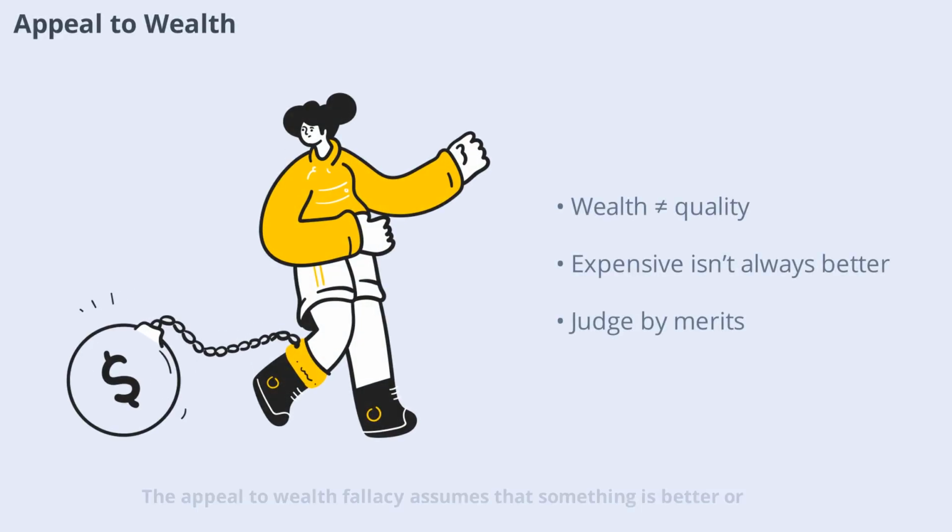The appeal to wealth fallacy assumes that something is better or more accurate just because it's associated with wealth or rich people. For example, this must be a good product because it's expensive. Price and wealth don't guarantee quality or truth. It's important to judge ideas and products on their actual merits, not their price tag.